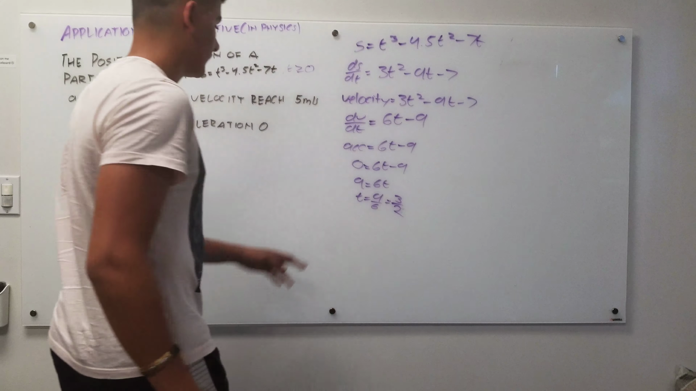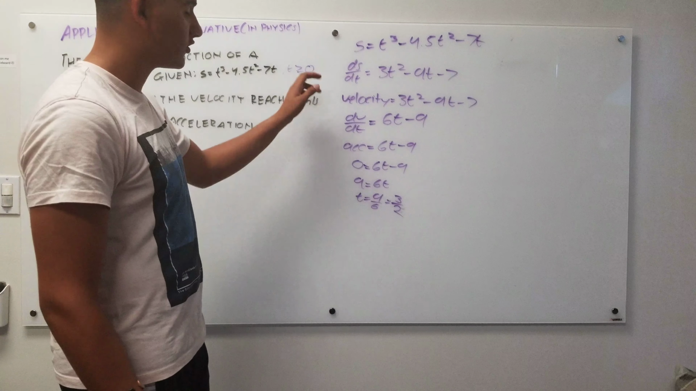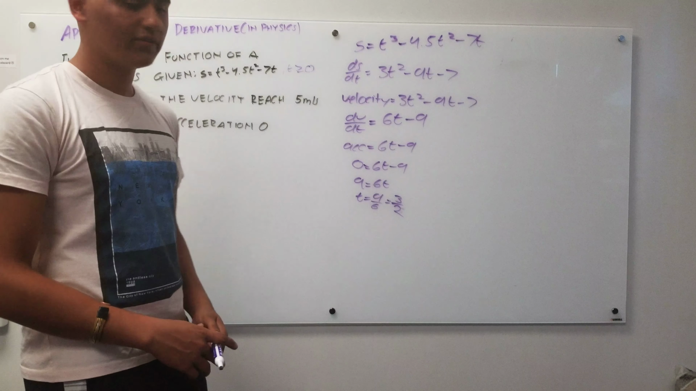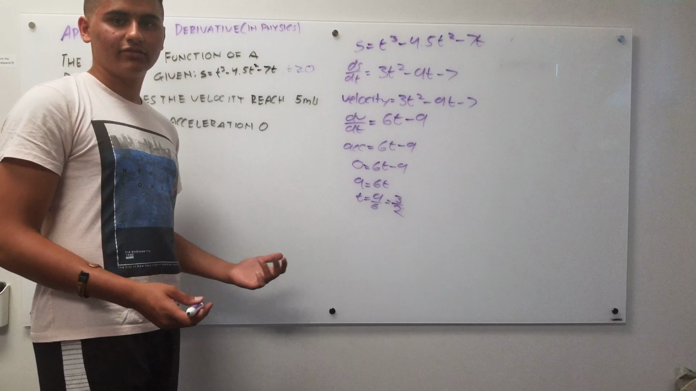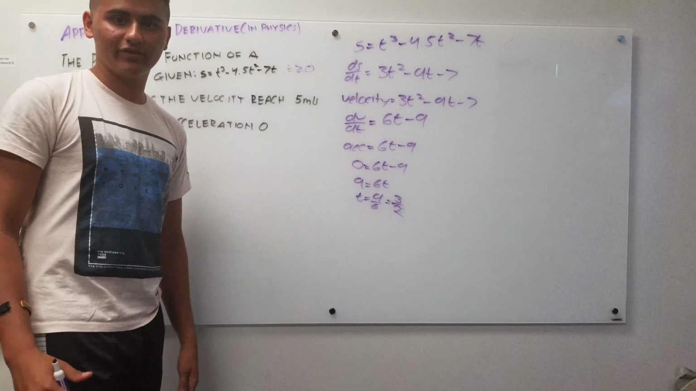And again, in this one we use the second derivative. First, for part A we use the first derivative. And yeah, that's kind of how you use derivatives in physics. These are the applications of derivatives in physics.